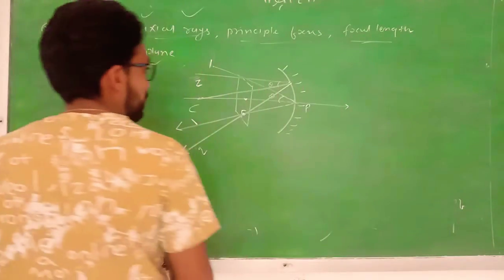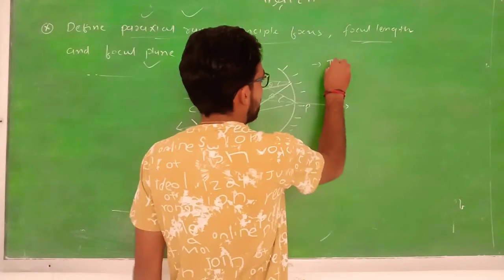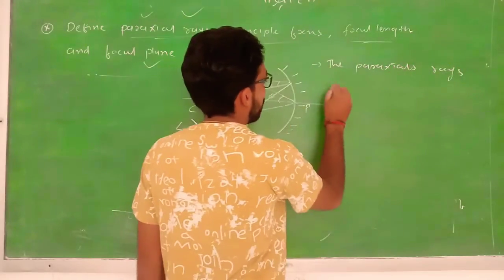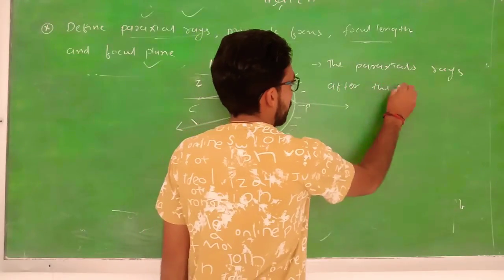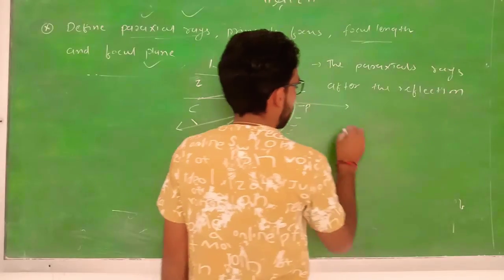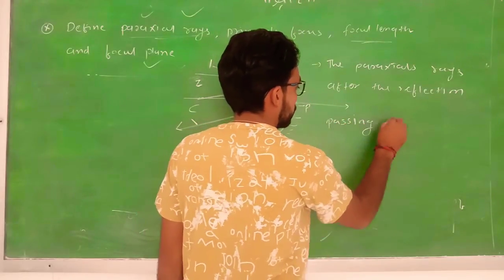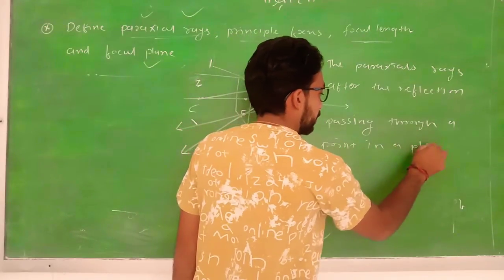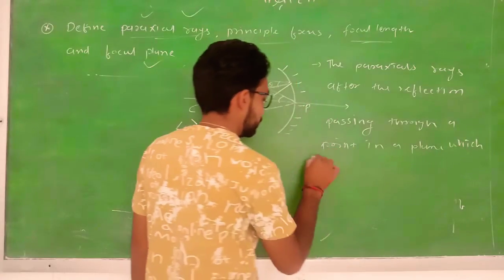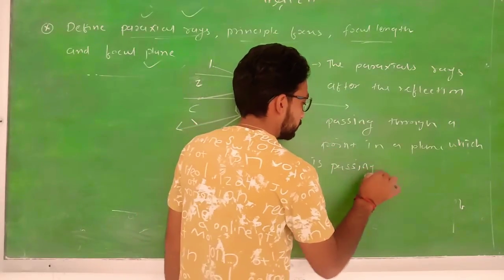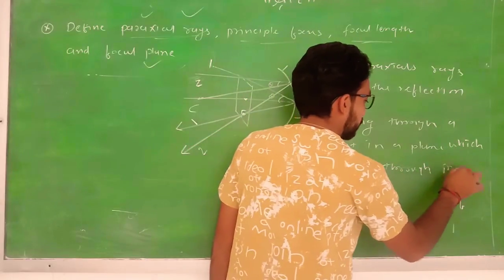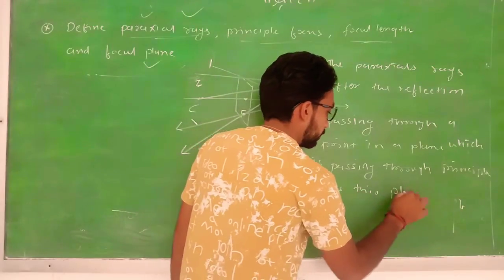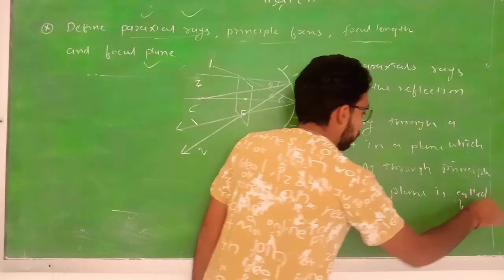Okay, write down the definition. When paraxial rays after the reflection pass through a point in a plane which is passing through the principal focus, this plane is called the focal plane.